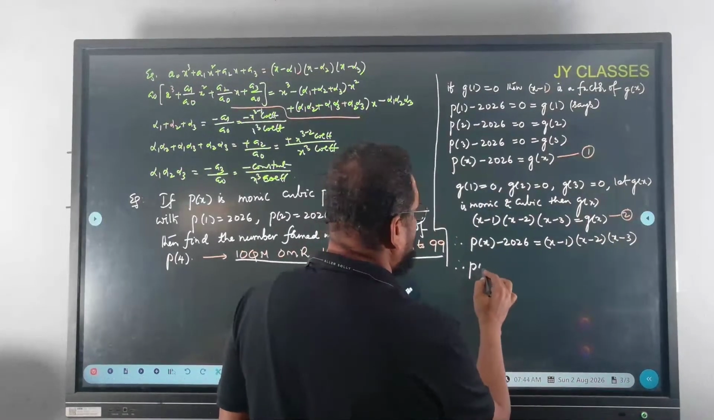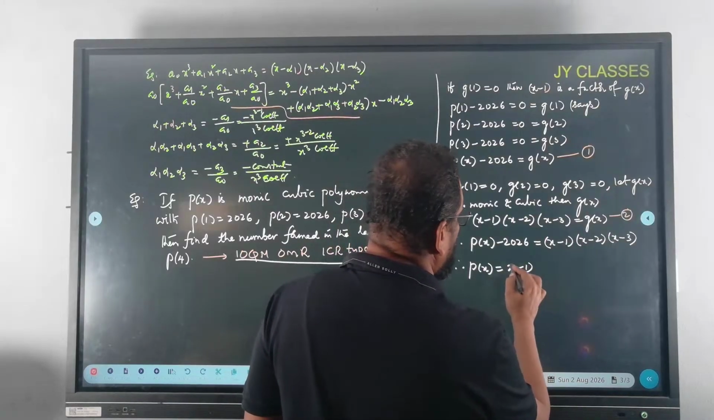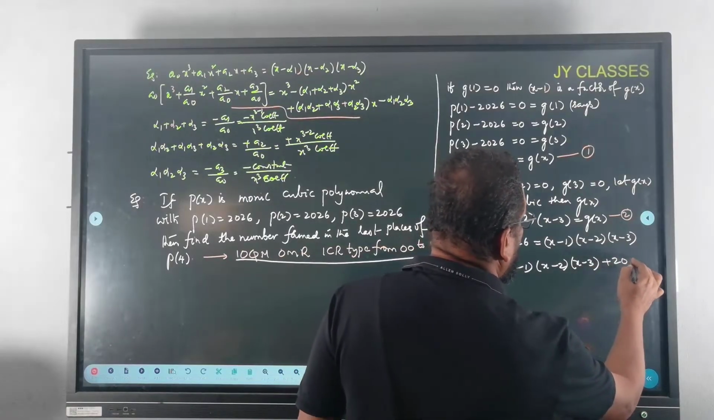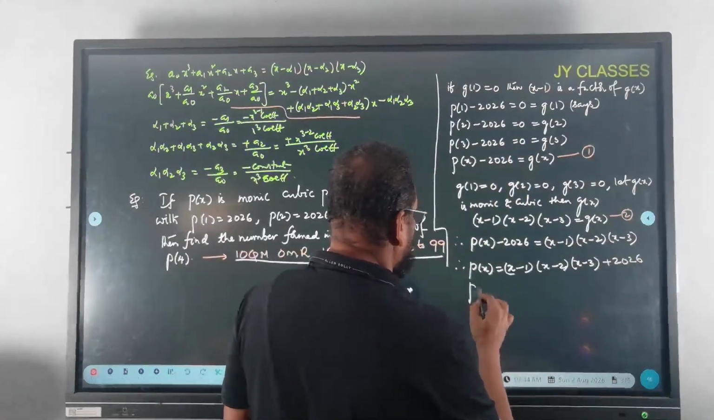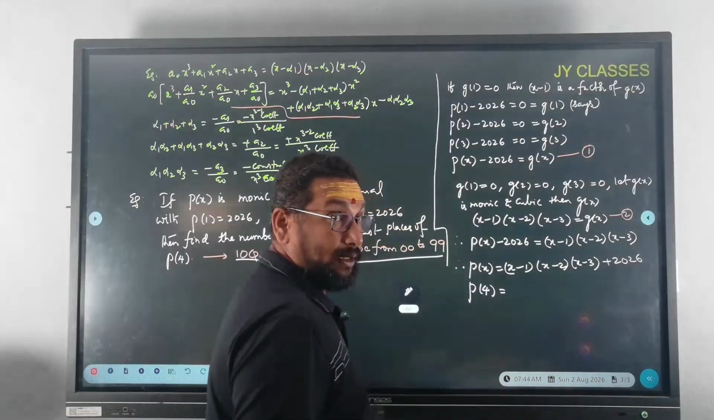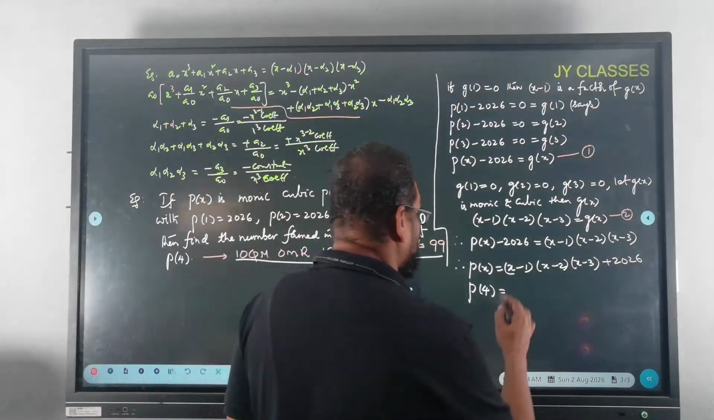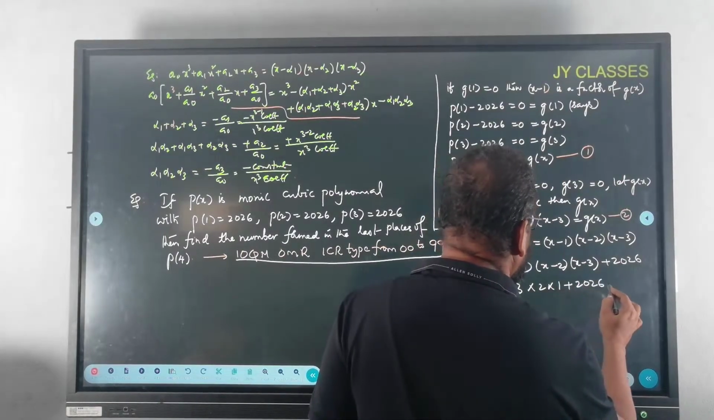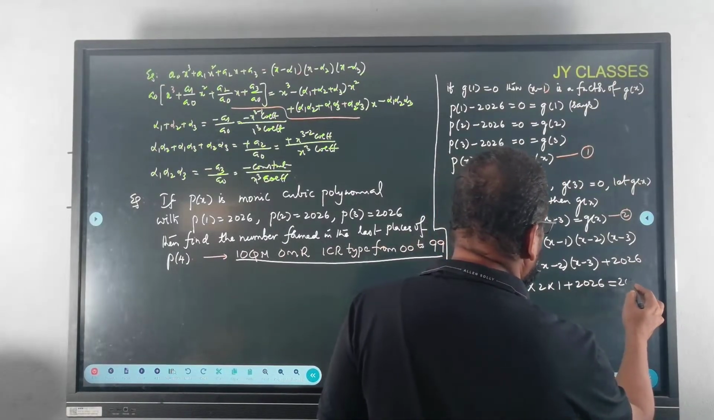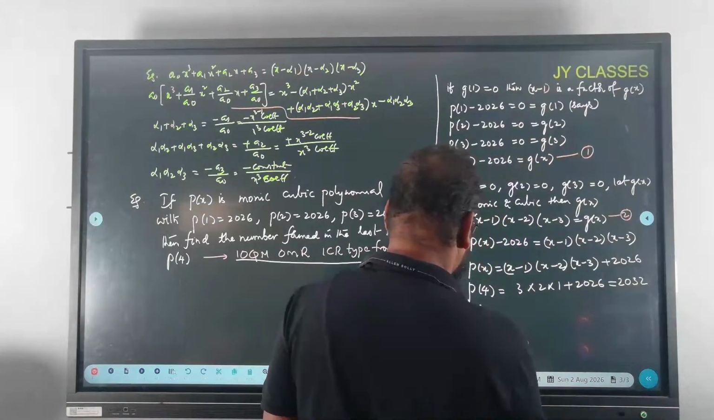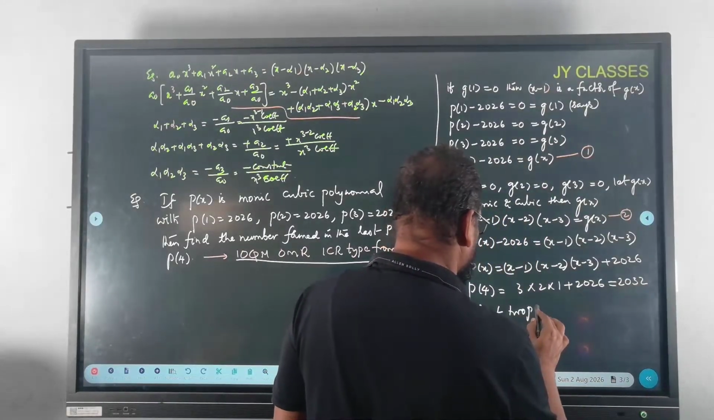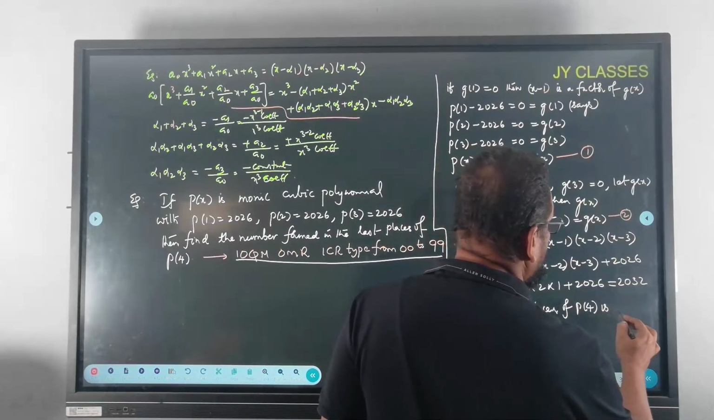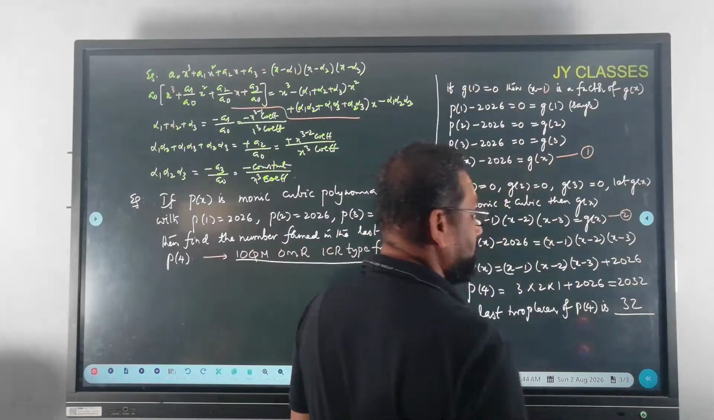So therefore p of x is equal to x minus 1 into x minus 2 into x minus 3 plus 2026. So for p of 4, substitute 4 in the place of x. Then what will we get? 4 minus 1 is 3, 4 minus 2 is 2, 4 minus 3 is 1, plus 2026. 6 plus 2026 is 2032. So the last 2 places of P of 4 is, what is that? 32. The required answer.